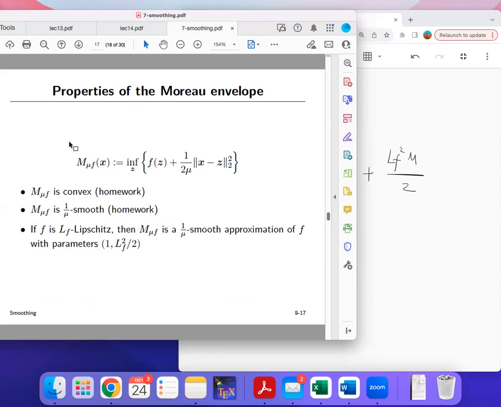So therefore, this is a systematic way to construct smooth approximations of Lipschitz and convex functions. In fact, it is also the essential idea for the proximal gradient algorithm.